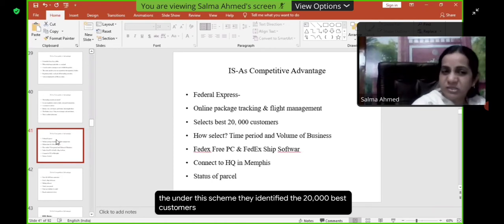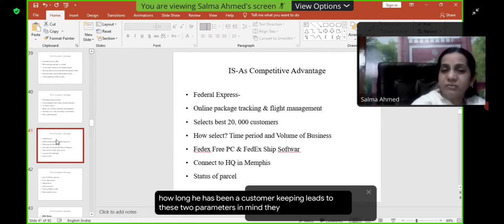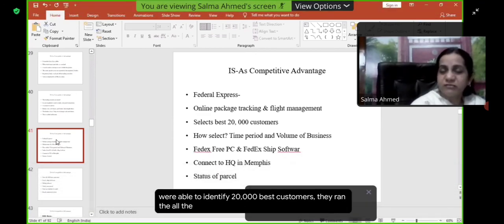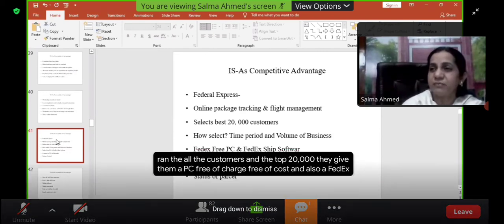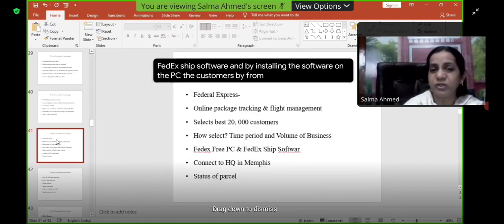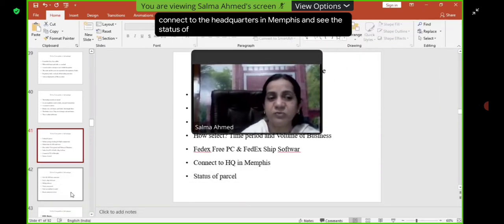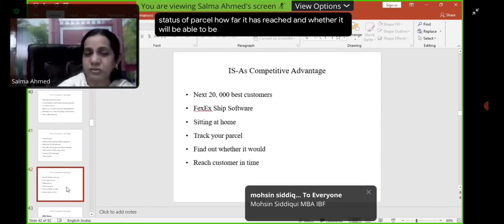They identified the 20,000 best customers based on two criteria. One was the volume of business given by the client to FedEx, and how long he has been a customer. Keeping these two parameters in mind, they were able to identify 20,000 best customers. They ranked all the customers, and the top 20,000, they gave a PC free of cost, and also a FedEx ship software. And by installing the software on the PC, the customers, from their office, from their home, from wherever they were, were able to connect to the headquarters in Memphis and see the status of the parcel, how far it has reached, and whether it will be delivered to the customers on time or not.